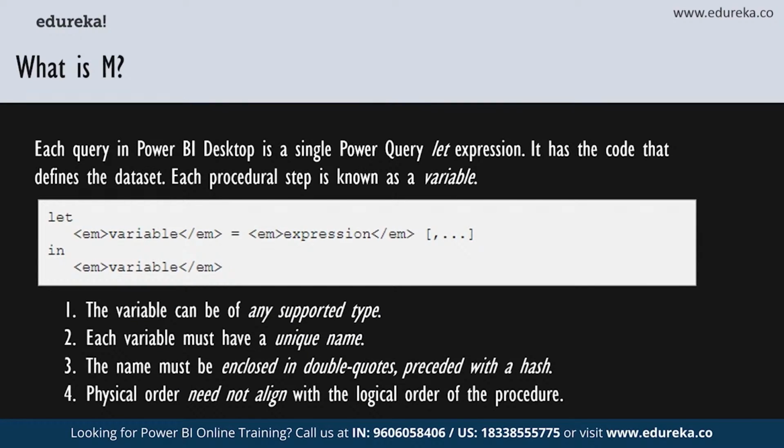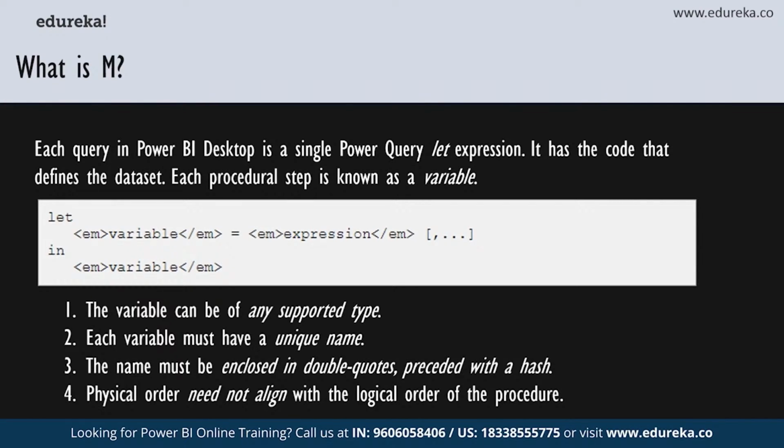Now, we spoke a lot about the let statement and none about the in statement. So, a little input here. The in statement is basically like a return function. It returns a variable value that defines the dataset's final shape. Now, in most cases, if not all, this is most likely to be the last variable that you defined in your let statement. You can specify a different variable from the let statement, but there's usually very little reason to do so.